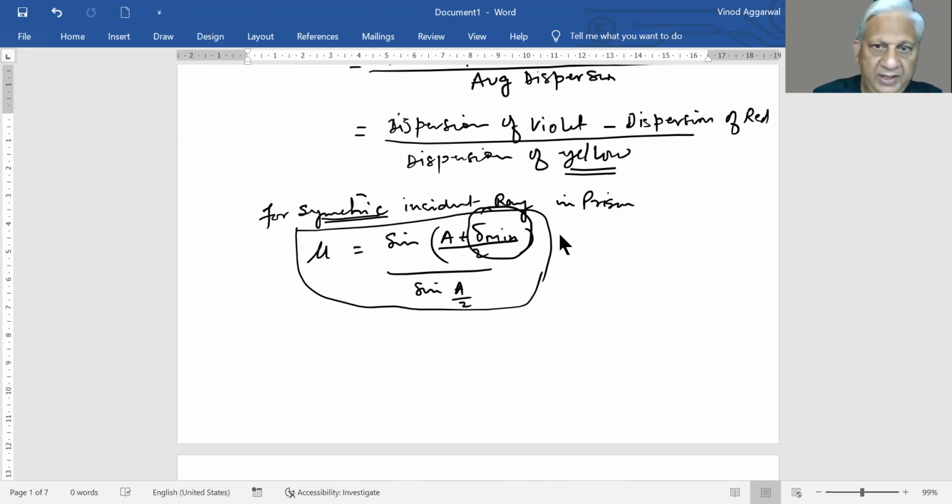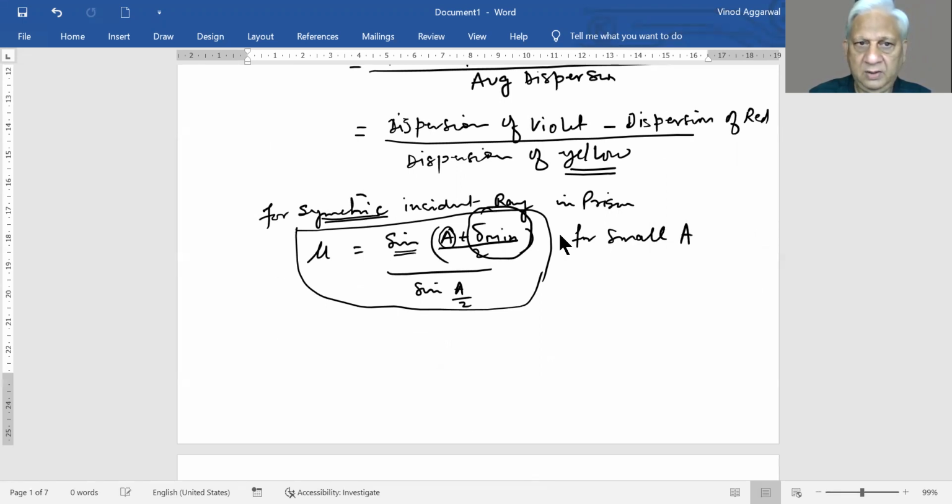And when A is small, obviously all other things are also small, and so will be the sine of them. So instead of sine theta, we can write theta. So for small A, our mu becomes A plus delta mu by 2 divided by sine A by 2.